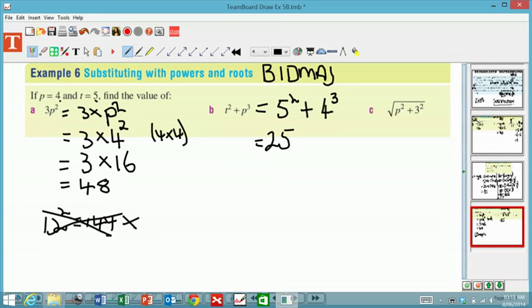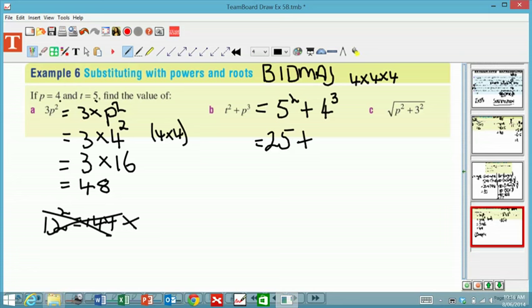If you're doing 5 squared is 10, it is not 5 plus 5, it is times. This little number up here tells you how many times you multiply this number by itself. So it's 5 times 5. Here it is 4 times 4 times 4. Not 4 plus 4 plus 4, it is 4 times 4 times 4. And let's work that out.